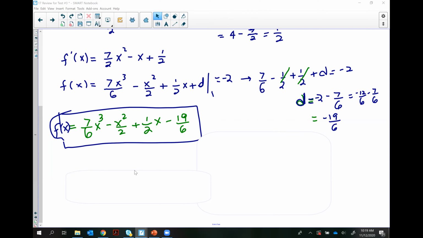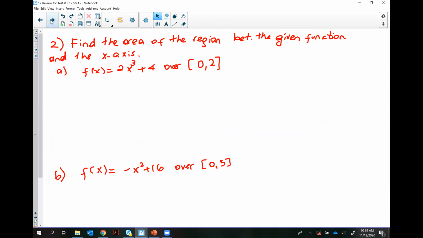Any questions about this one? Because I gave you plenty of time earlier, I went through it relatively quickly. But if you have any questions, please do let me know. And if not, we're going to go do some area problems now. Okay, I didn't see any questions in the chat. Moving along.